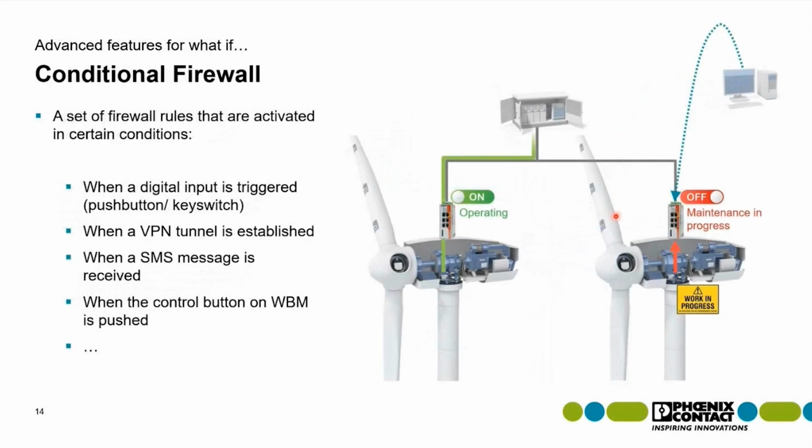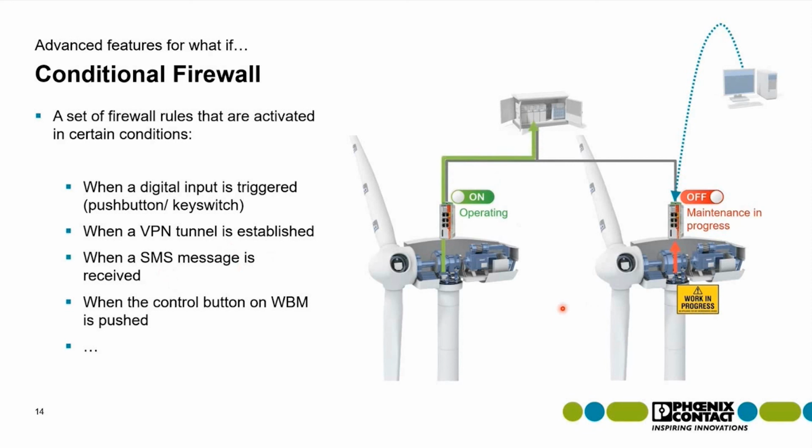Another powerful advanced feature is called conditional firewall, with which you can create a set of rules that are activated only when, for example, the digital input is triggered. The digital input is something like a push button or key switch connected to the firewall digital input, or when the VPN tunnel is established from remote, or when the firewall receives an SMS message, or when there is a push button on the web management interface.